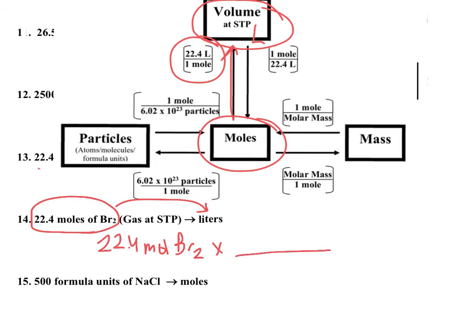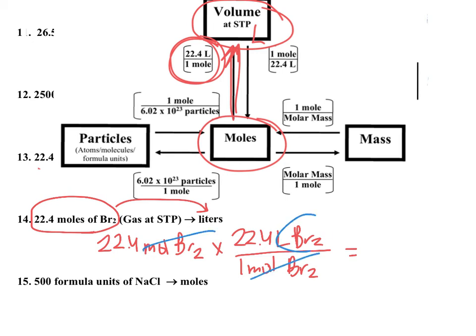Since we're going from moles to volume, 22.4 liters is going to be up on top, and 1 mole is going to be on the bottom. So actually, if I carry my bromine across, let me double check to make sure my units are canceling. Moles of bromine, top and bottom cancel, so I'm left with liters. Liters is what I'm looking for. So liters of bromine is what it is.